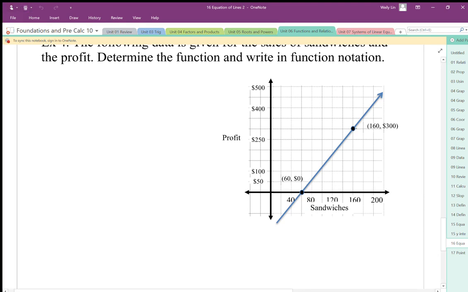So the slope here, I'm going to take the rise and run. So it looks like here, 300 minus 0, my end point is $300. Make sure that you're taking your y coordinates. It's going to be a rise of $300. And it goes from 60 sandwiches to 160 sandwiches. So that's over 100 sandwiches.